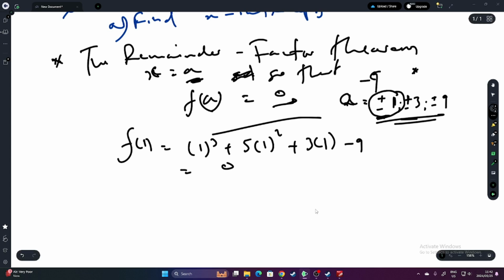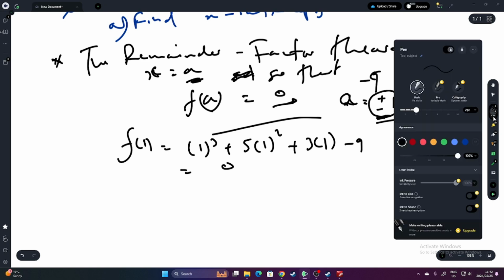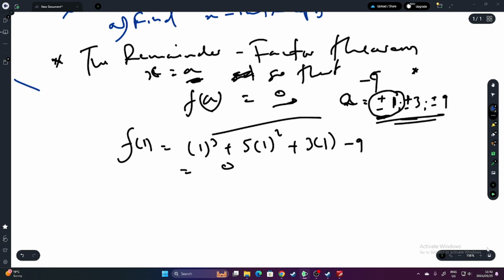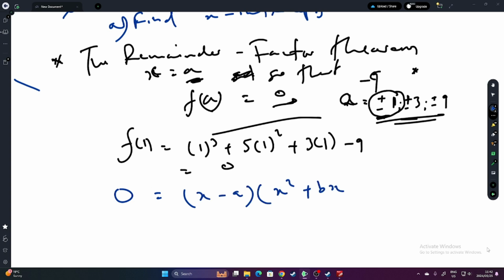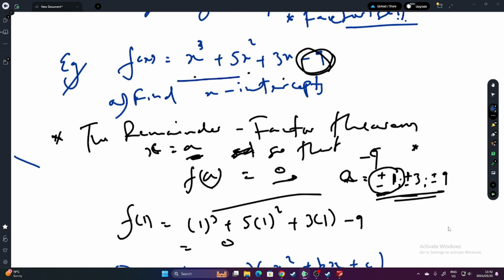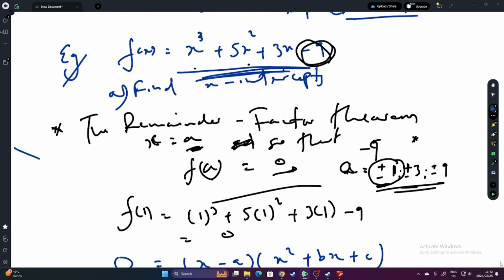Now, let's follow the way this blueprint would work, right? Now, when it comes to the next step, remember, we want to have the equation set equal to 0. And this is what we're going to have: x minus a into x squared plus bx plus c. That's going to be what our original equation would factorize into.